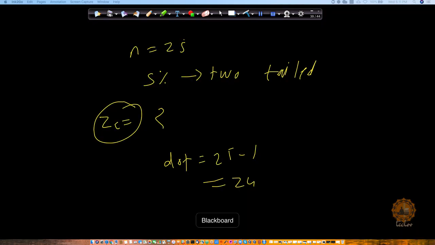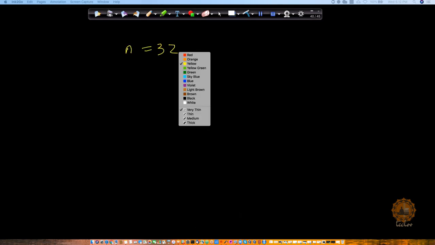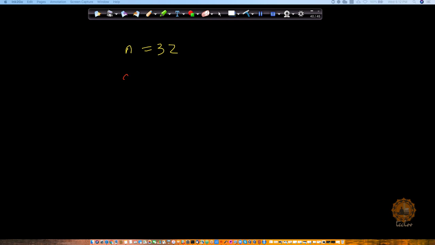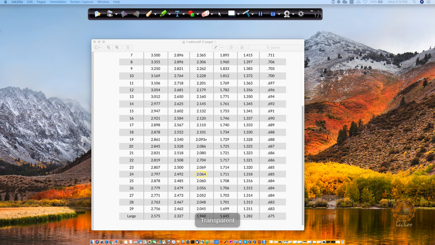Let's take one more example to get one more understanding of this same concept. This time I'm going to keep my value of n as 32, which means my degree of freedom is going to be 31. Again, it's a two-tailed test. Again, the significance is 0.05. So let's go and check how we can solve this again.